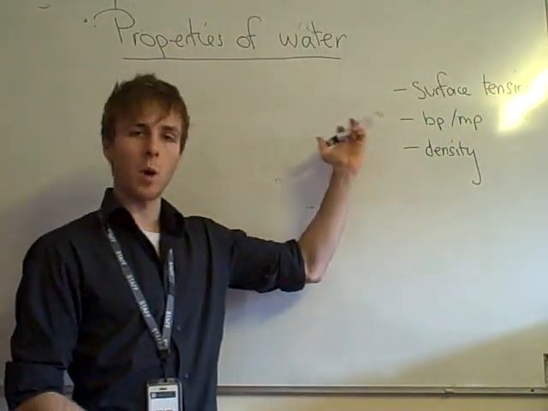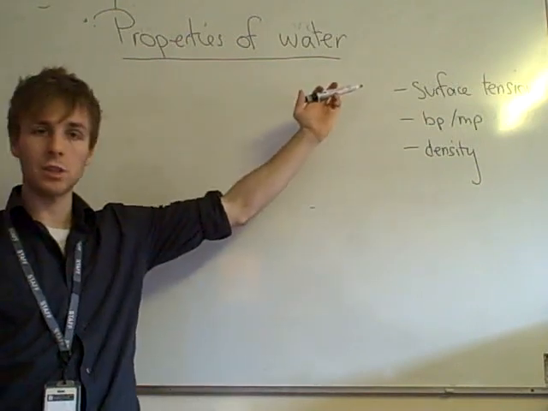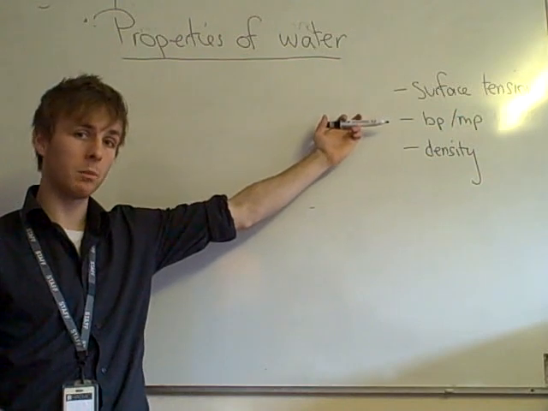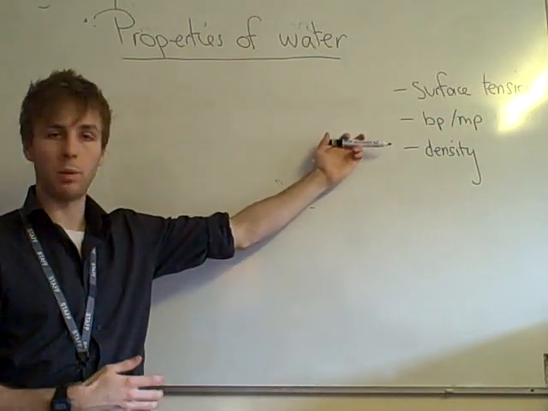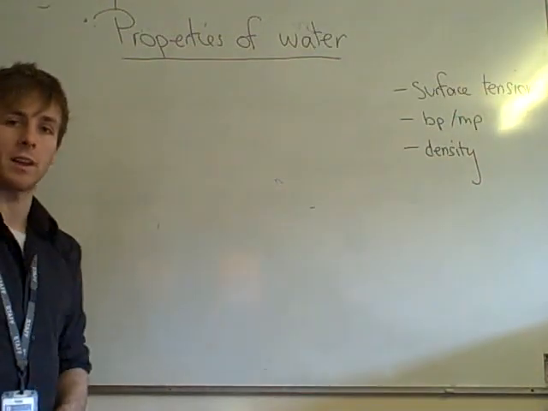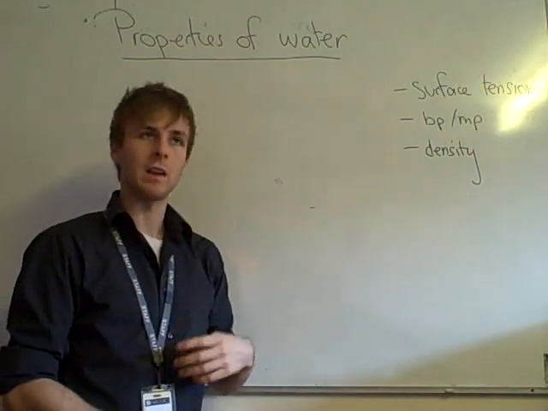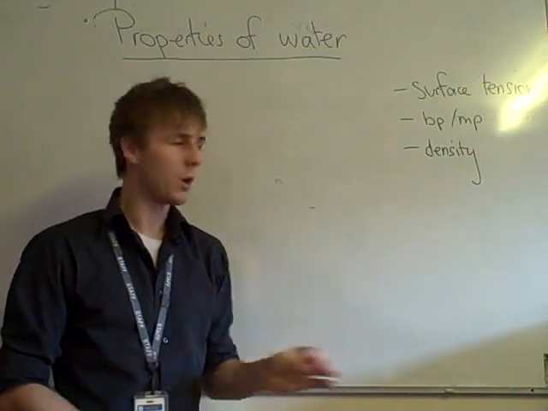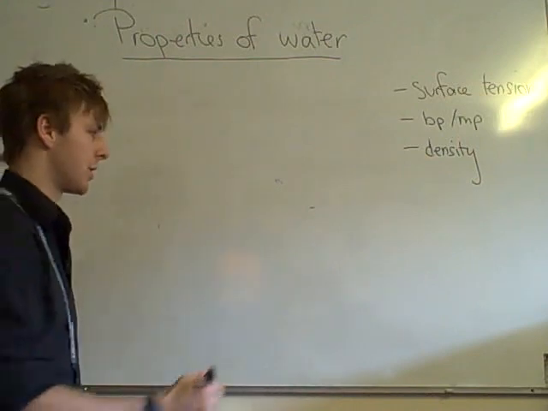There's three anomalous properties of water which you need to know about. They're the surface tension, the boiling point and melting point, and the density of ice, solid water, compared to liquid water. Okay, so we're going to start off with surface tension. And again, all you need to be thinking about for all of these is the fact it can hydrogen bond. All of these odd properties are because of that. So we'll start with the surface tension.